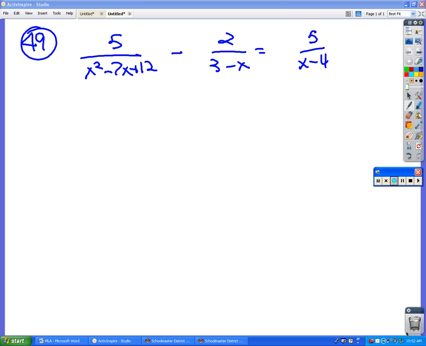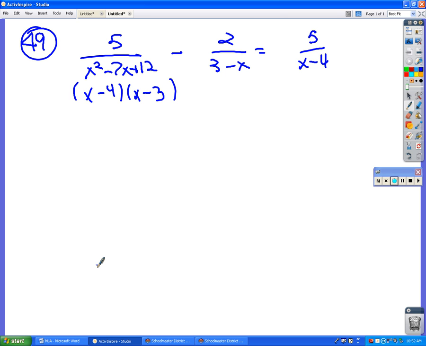All right, so these are a little bit more complicated than the ones that we were working on Monday and the ones at the beginning of this assignment because I have to factor, in order to figure out what I'm going to multiply everything by. So x squared minus 7x plus 12 factors into negative 4 and negative 3.